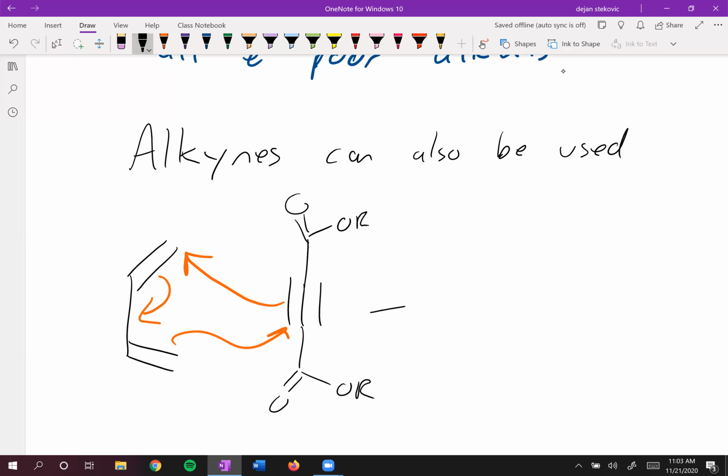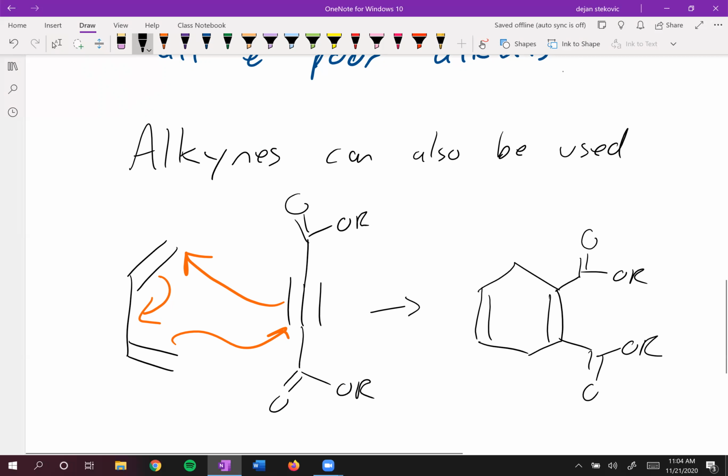But if you think about the electrons and how many there are, we're still going to be left with a pi bond on our cyclohexane. So our product now will have two pi bonds, where this pi bond came from our alkyne.